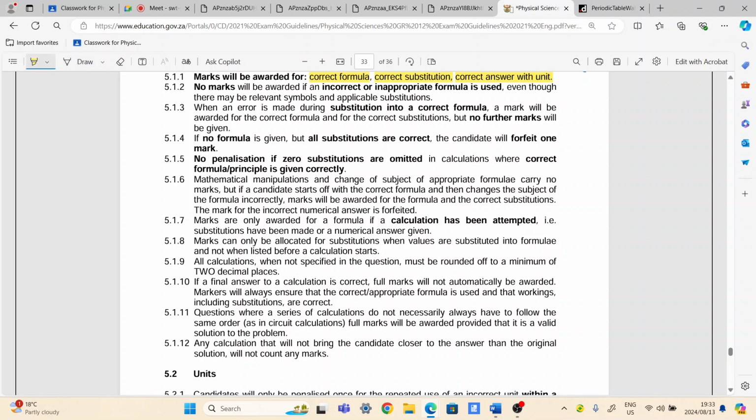Remember, this is why I say always write the formula. If you have no formula, right, but your substitutions are correct, you will still lose a mark. So you always need to write down the formula. So even if the question gives you the formula at the beginning of the question, write it down. You might just get a mark for it. Okay.